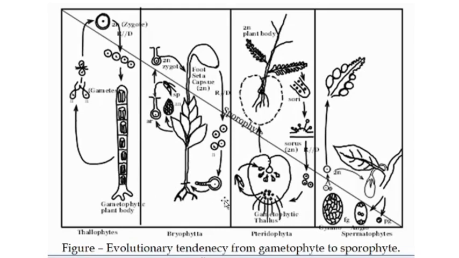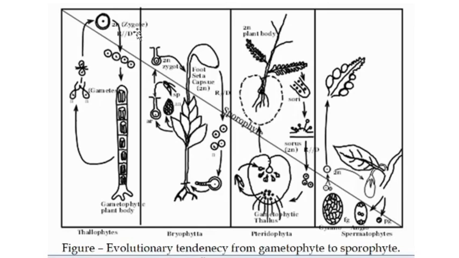We see that when we move from thallophytes to bryophyta to pteridophyta and then spermatophyta, what happens? The gametophytic portions gradually decrease, whereas the sporophytic part of the life cycle gradually increases. So this is the tendency in evolution of plants.